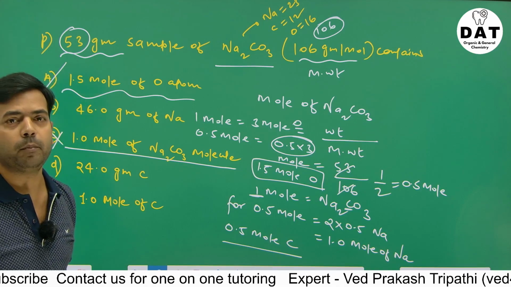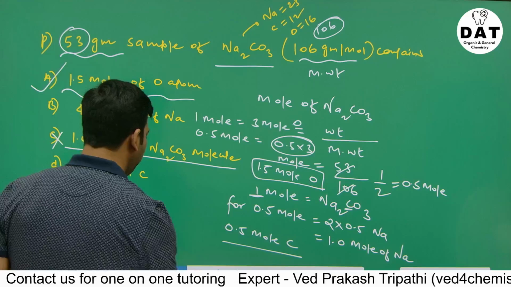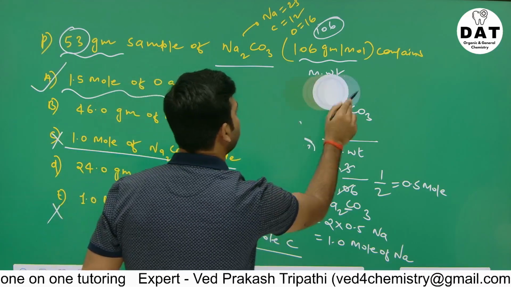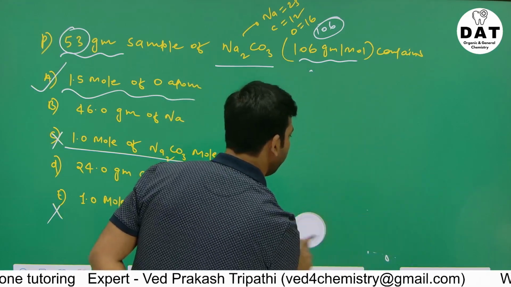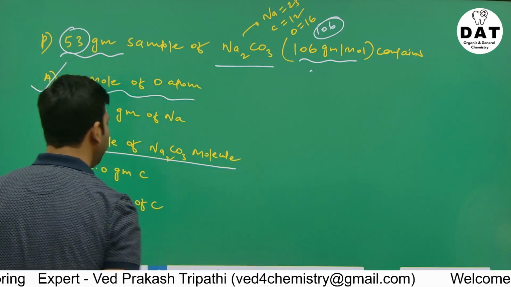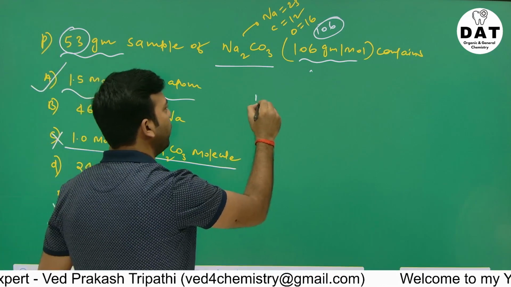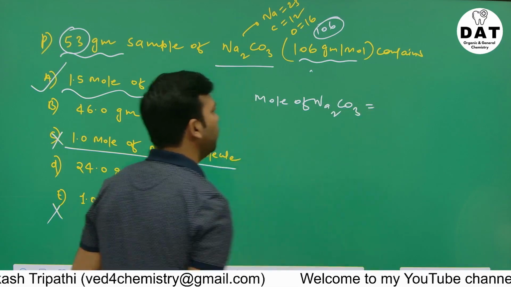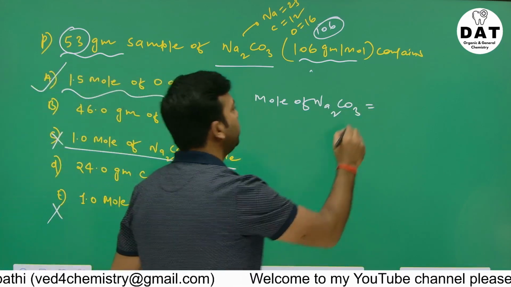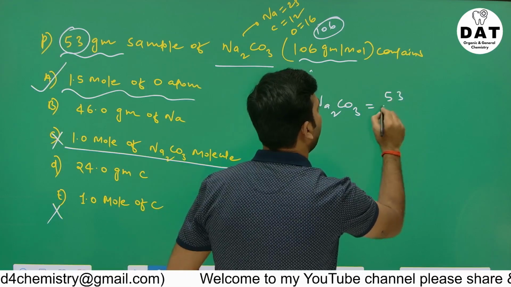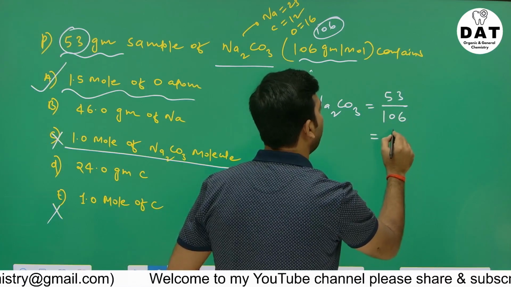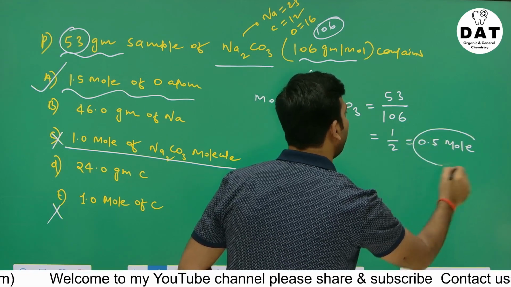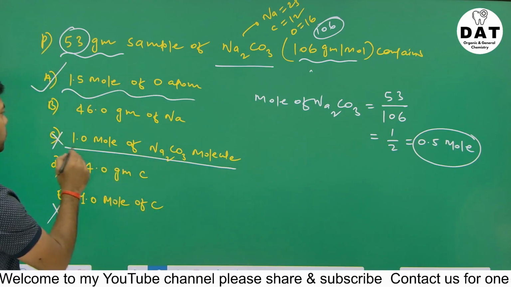So mole is what? Weight upon molecular weight. Let me do this again. Look at here. I said the first job is to find out mole of Na2CO3. What is the formula? Weight upon molecular weight. Weight is 53 and molecular weight is 106. So this is 1 by 2, which is 0.5 mole. So this is my mole of Na2CO3, and option C says mole of Na2CO3 is 1, so C is wrong.